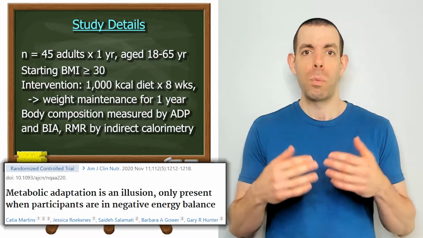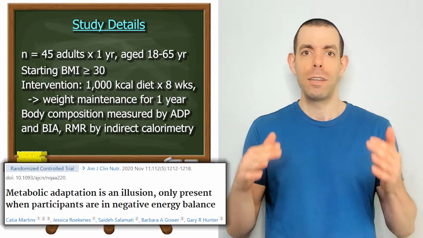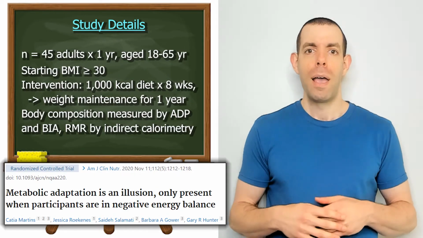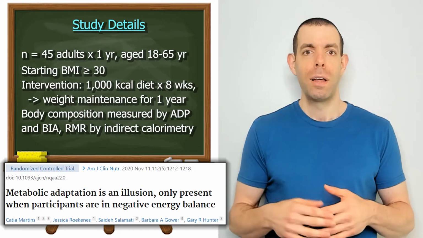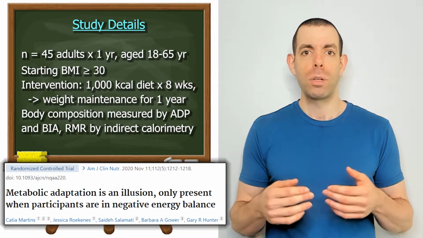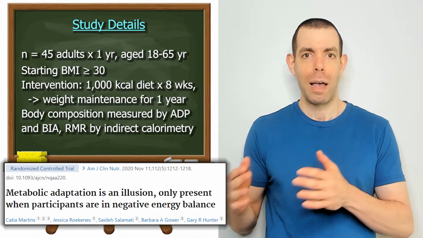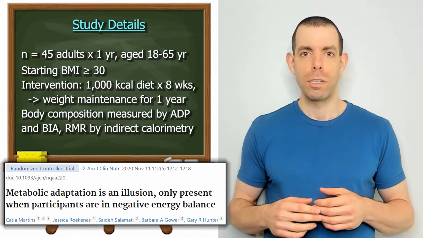Then they put them on a weight stabilization diet to maintain their new lower body weight for 4 weeks, and for a subset of individuals, they continued a weight stabilization diet for up to 1 year, and they measured the resting metabolic rate at each of these time points, and you can see their results on the screen.